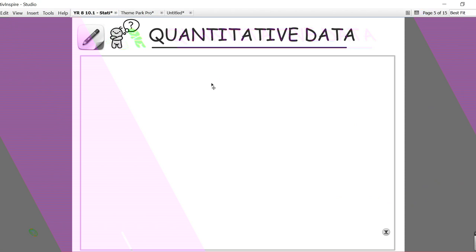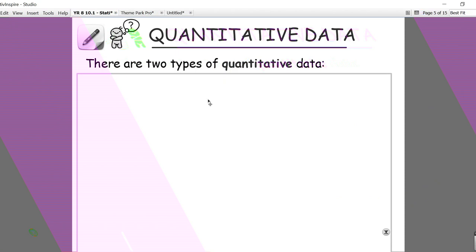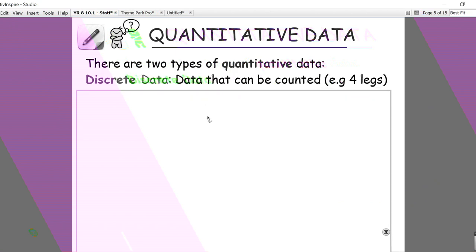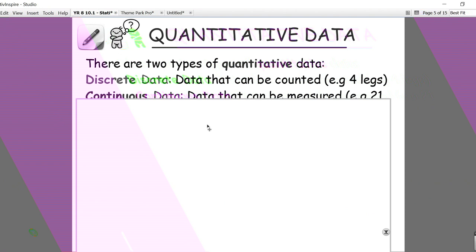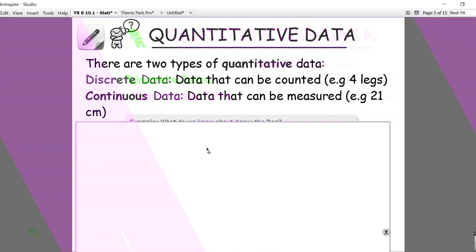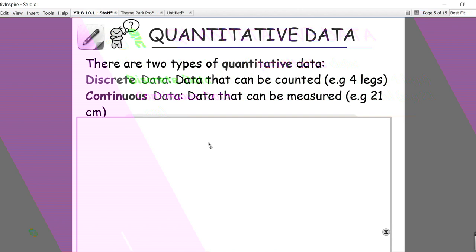Let's have a look at quantitative data. We can have two types of quantitative data. One is discrete data, that's the data that can be counted, like fingers on your hand. Continuous data is the data that can be measured, and that's your, I don't know, could be your height, something that can be measured.